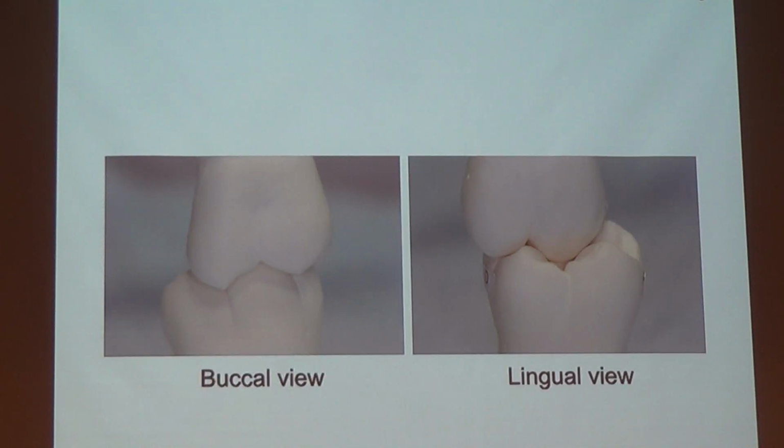So from the buccal view, I see this view. And from the lingual view, I see this view. It means that in order to have that good occlusion from the lingual view, I necessarily need on the buccal an overjet. Thì chúng ta phải có một độ overjet ở phía ngoài.